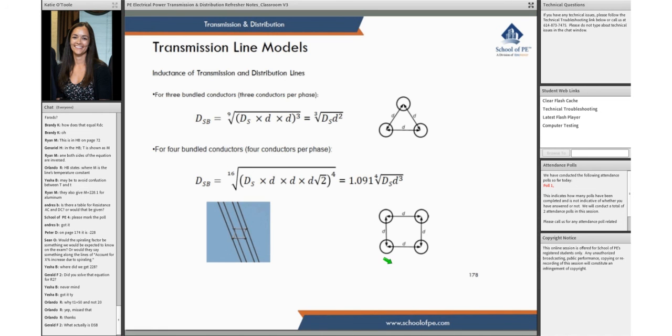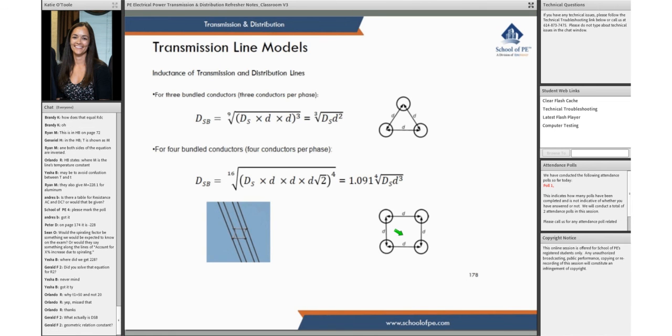you're going to see a diagram like this, and your D_sb is going to be the 16th root of your D_s times d times d times d times radical 2, all to the 4th power, or you could write it out as 1.09 times the 4th root of D_s times d cubed.